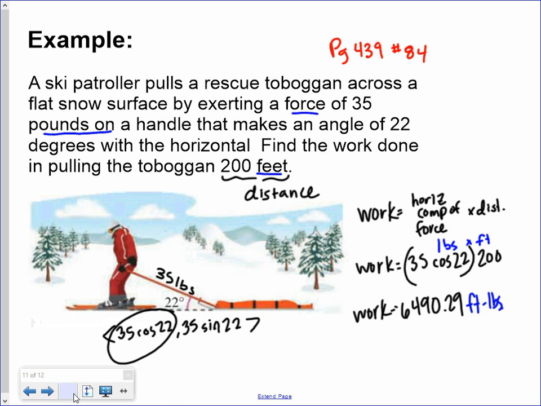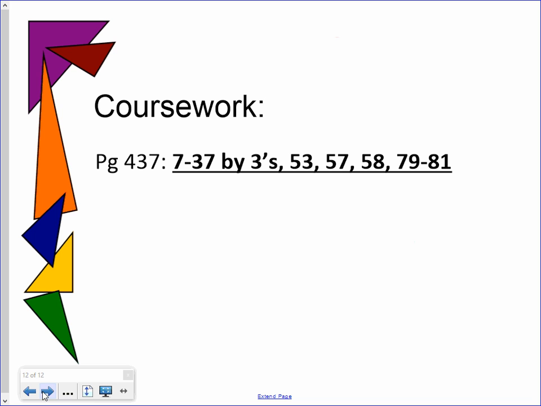You have a homework assignment in the textbook. Do that homework assignment so that tomorrow you can really work on the review and tweak those last-minute questions that you have before you take the quiz.